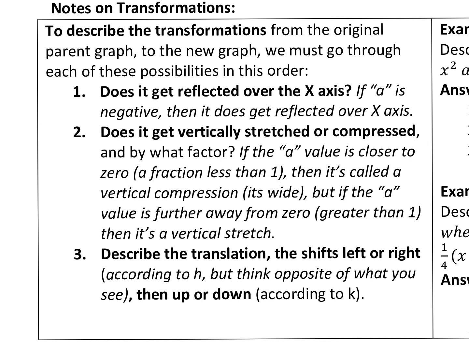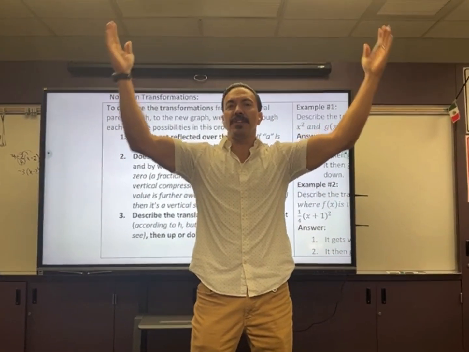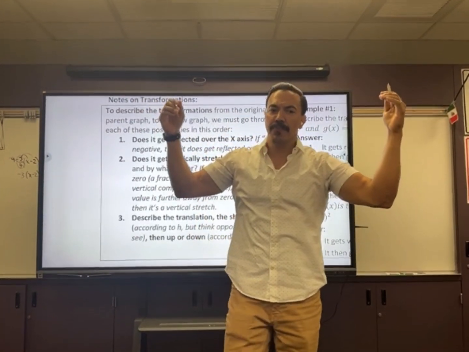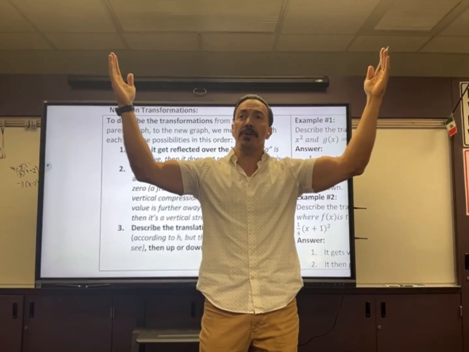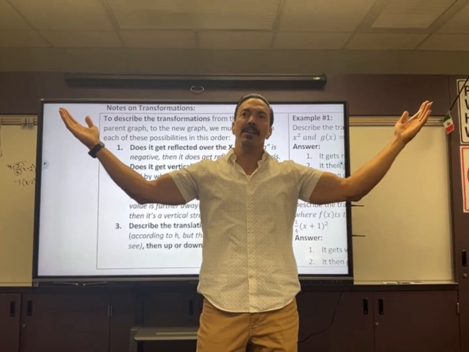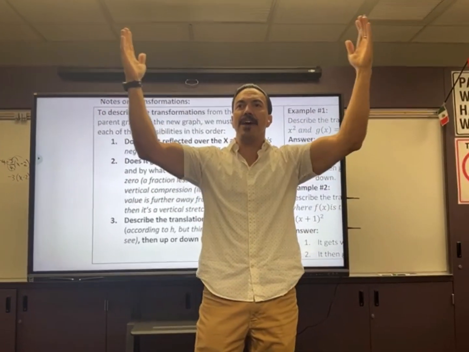Then you ask yourself, does it get vertically stretched or compressed, and by what factor? If the a value is closer to 0, a fraction less than 1, then it's called a vertical compression. It's wide. But if the a value is further away from 0, greater than 1, then it's a vertical stretch. An a value of 1 is a regular U-shaped curve. It's not too wide, not too narrow. If you change the a value to 1/2, it gets closer to 0, so it gets wider. We call that a vertical compression.